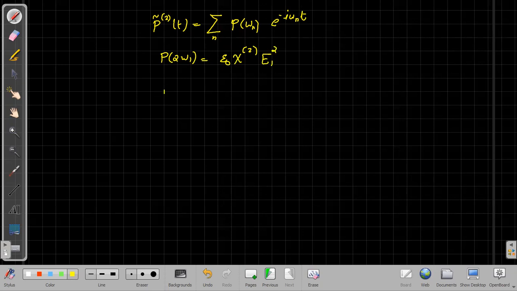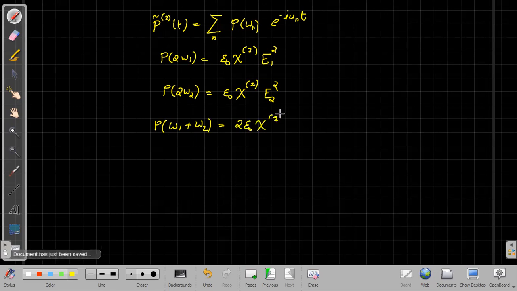And similarly, we can write P of 2 omega 2, that would be epsilon 0 chi 2 E2 square, and P of omega 1 plus omega 2 would be 2 epsilon 0 chi 2 E1 E2, P of omega 1 minus omega 2, that would be 2 epsilon 0 chi 2 E1 E2 star.